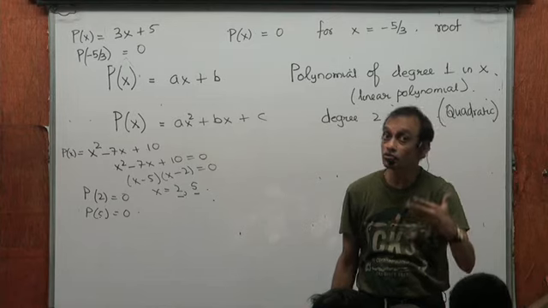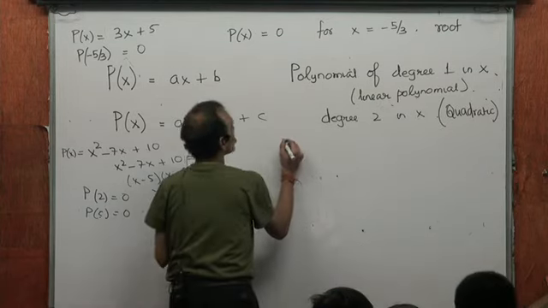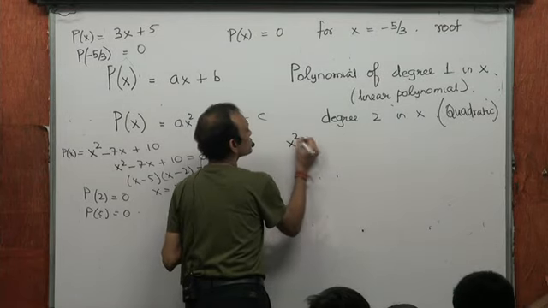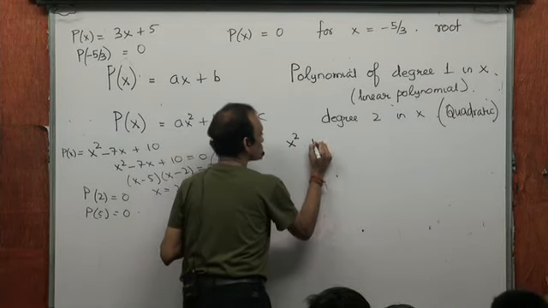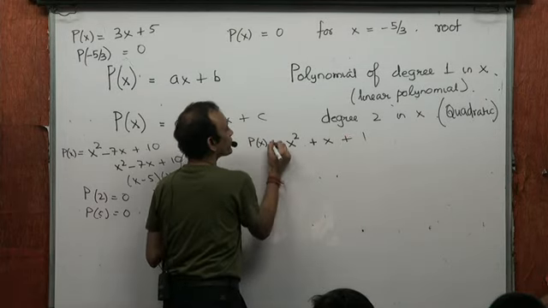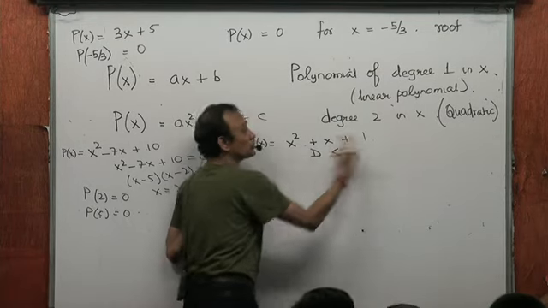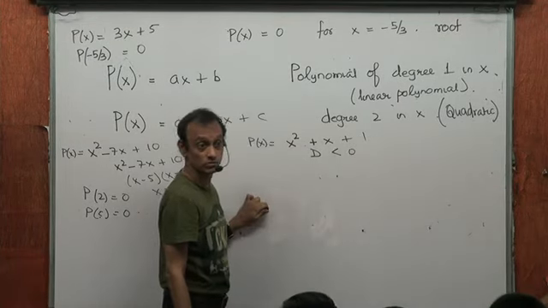They could be real roots or they could be complex roots. You realize that if I have a polynomial like x squared plus x plus 1, its discriminant is less than 0, 1 minus 4. Therefore, the 2 roots of this will be complex roots.